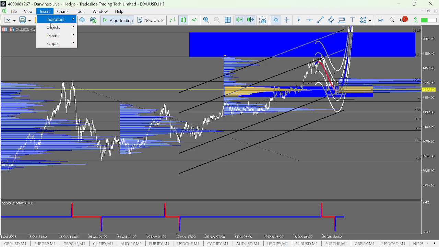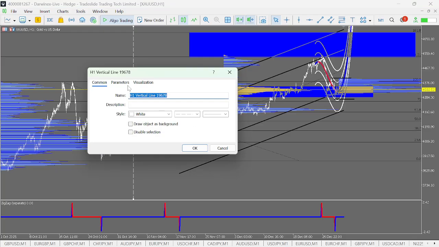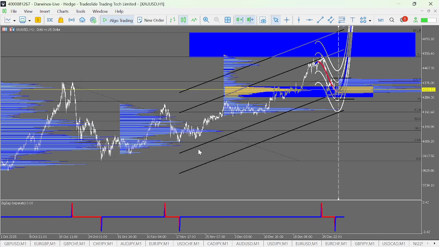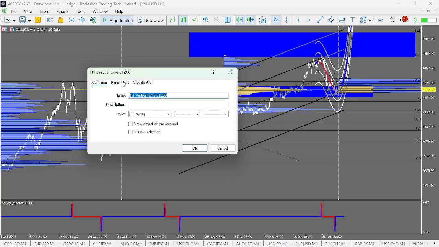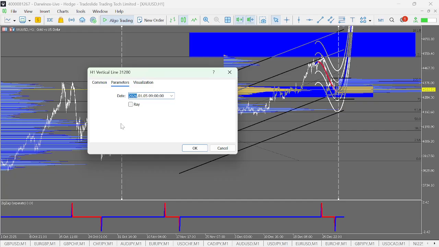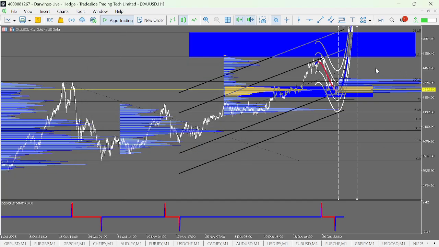Let's do it. Insert, object, vertical line. January 1. To object, January 5, which is tomorrow. So we have our time element here on the equation.